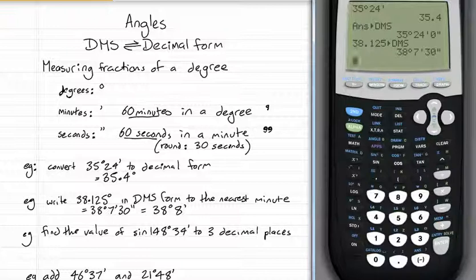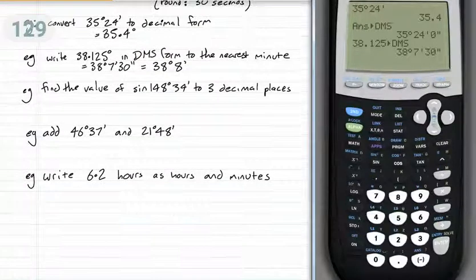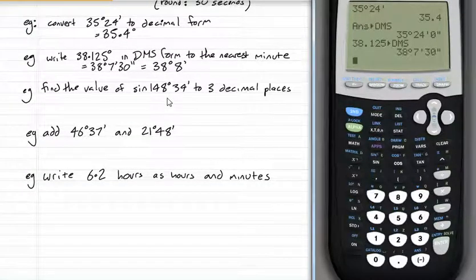The next question definitely highlights why we need to have chosen degrees. We're finding the value of sine of an angle. Remember when they just asked me for the value of sine, cos or tan of an angle? We just type in sine and the angle and equals. But we need to be able to type in an angle in degrees and minutes form. That's easy now. So find the value of sine 148 degrees 34 minutes.